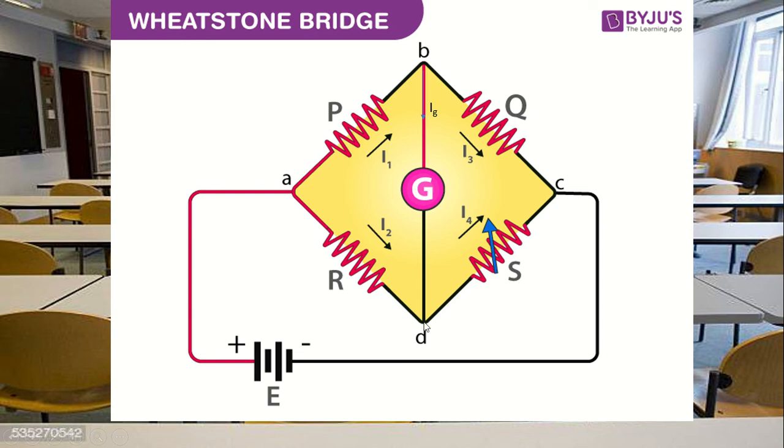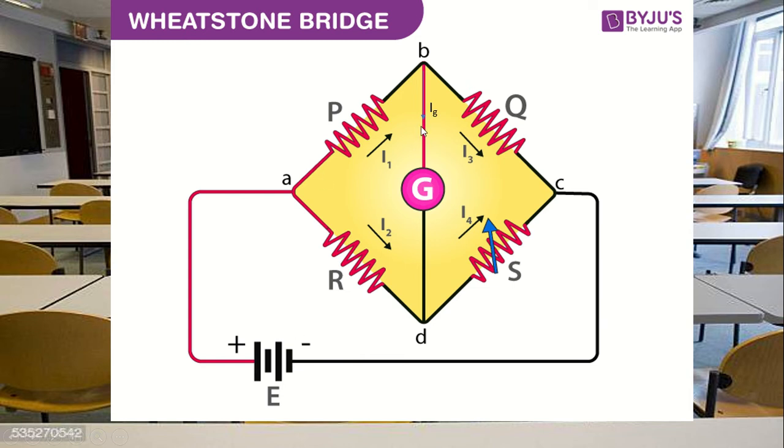The current that goes through R, reaching point D, goes through as I4 through the resistor S and reaches point C. Then I3 and I4 combine again and become I, and come to the negative end of the battery.